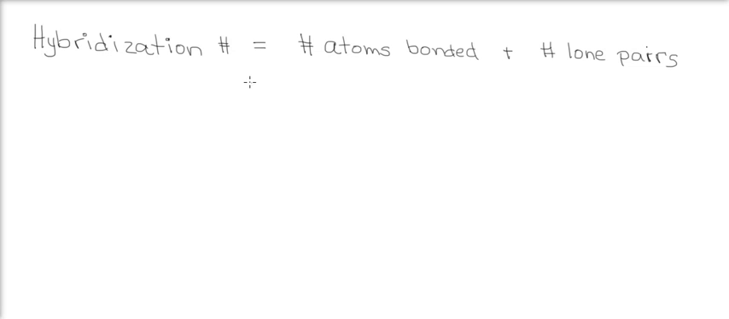Because we're dealing with organic chemistry, this hybridization number is always going to be one of 3 numbers, either 2, 3, or 4. If the number you calculate comes out to be equal to 2, that indicates that the hybridization of that particular element is sp. If it comes out to 3, the hybridization is sp2, and if it comes out to 4, it is sp3.